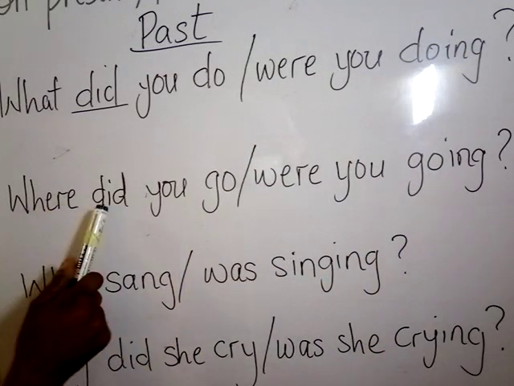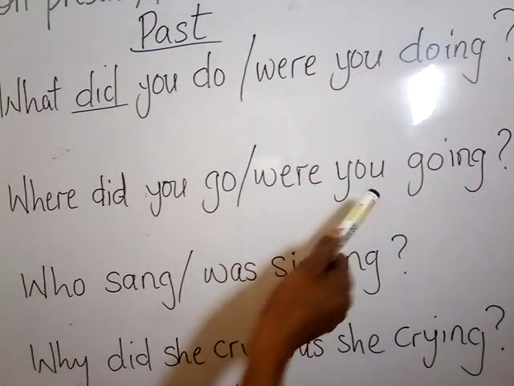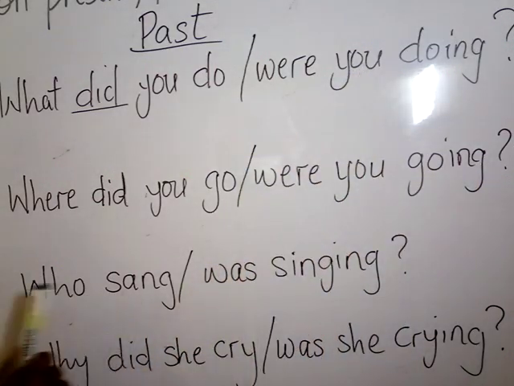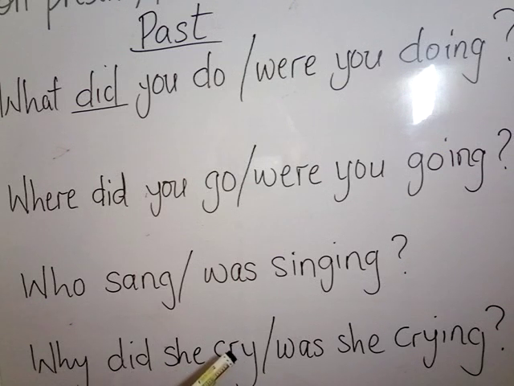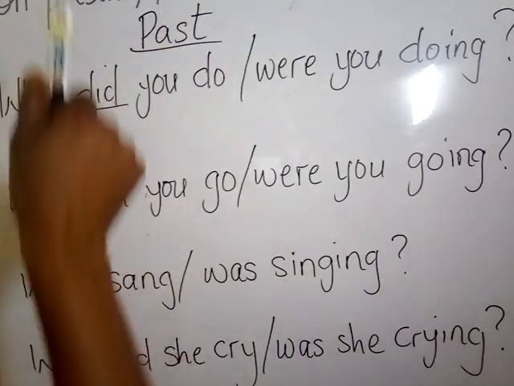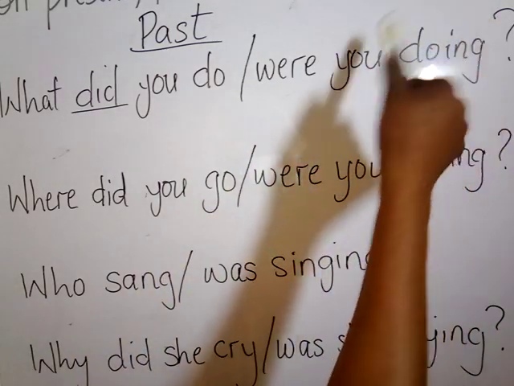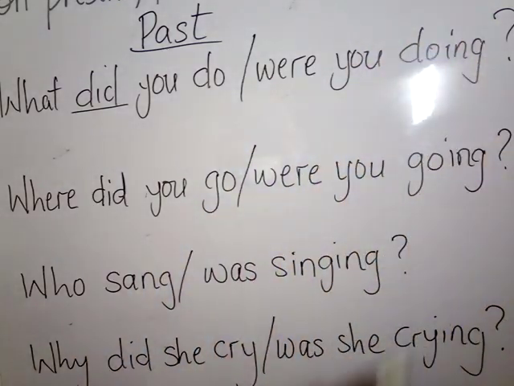The next one is, where did you go? Or where were you going? Same thing. Who sang? Or who was singing? And then you have, why did she cry? Or why was she crying? So you see, this asks the questions straight in the past. Why this ask with, it's like past continuous, because these ones are actions that happened while some other thing was going on at the same time.